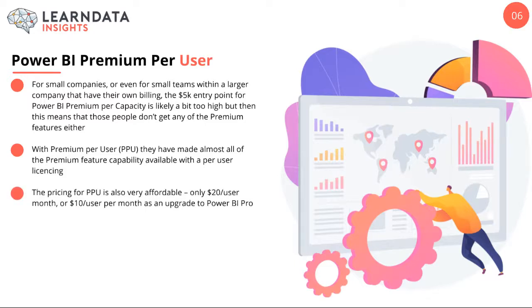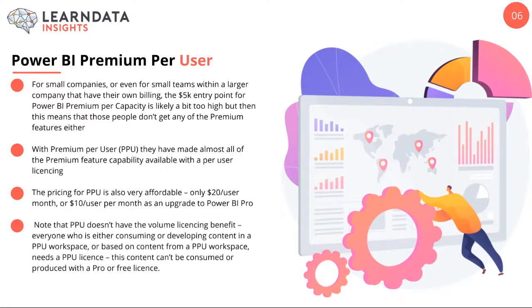And the pricing for PPU, premium per user, is also very affordable. It's $20 per user per month as a standalone, or $10 per user per month as an upgrade to Power BI Pro. So essentially the same cost as Power BI Pro. So you just put the same $10 on top and you upgrade a license to premium per user.